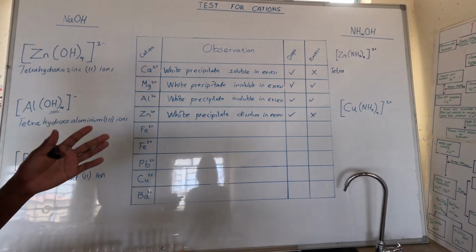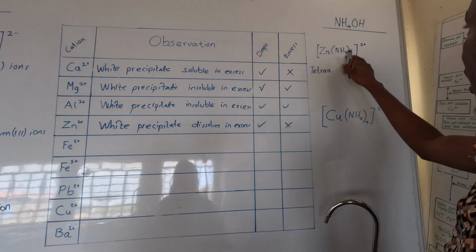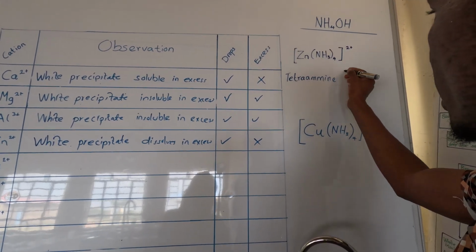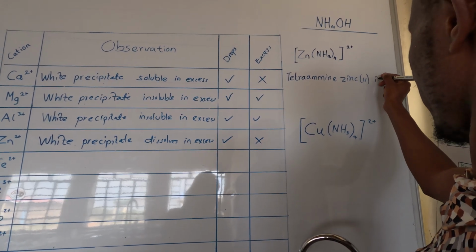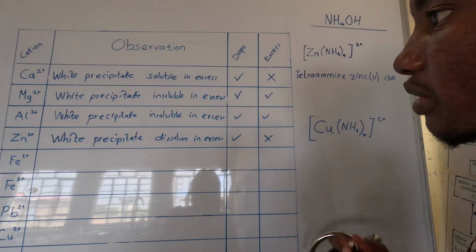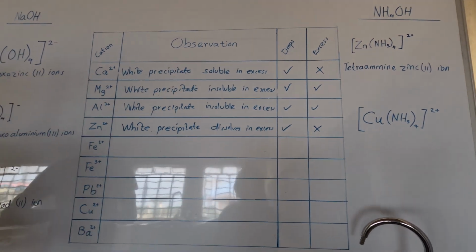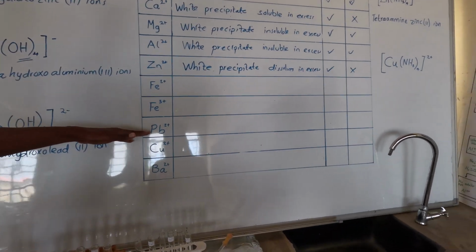What is the reason? Due to the formation of a complex ion that is called tetraammine zinc(II) ion. That is the complex ion that is formed that is soluble in excess of ammonia. We proceed to iron, but this one, because of the alkali, I'll just go to lead.